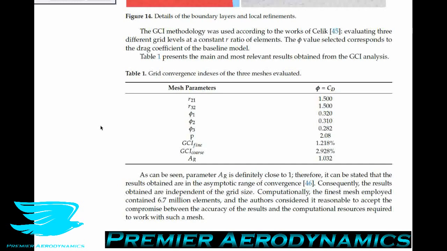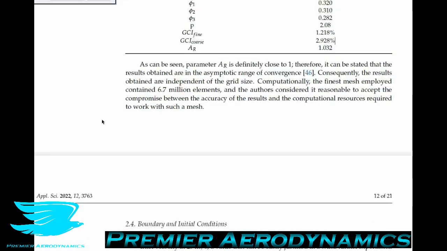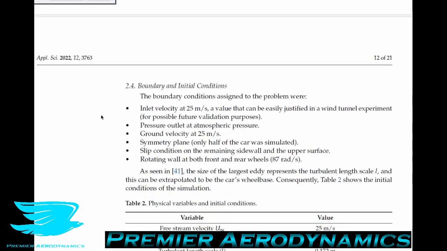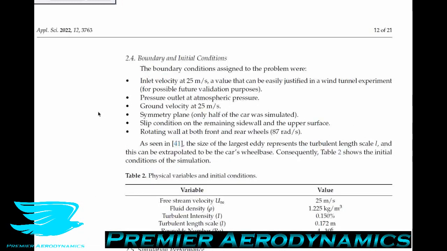For the boundary conditions, the inlet velocity was 25 meters per second, which is a pretty standard velocity to test the car at in terms of aerodynamics. The researchers also noted that they selected this value so that they could use the data from this research in conjunction with wind tunnel experiments in the future.